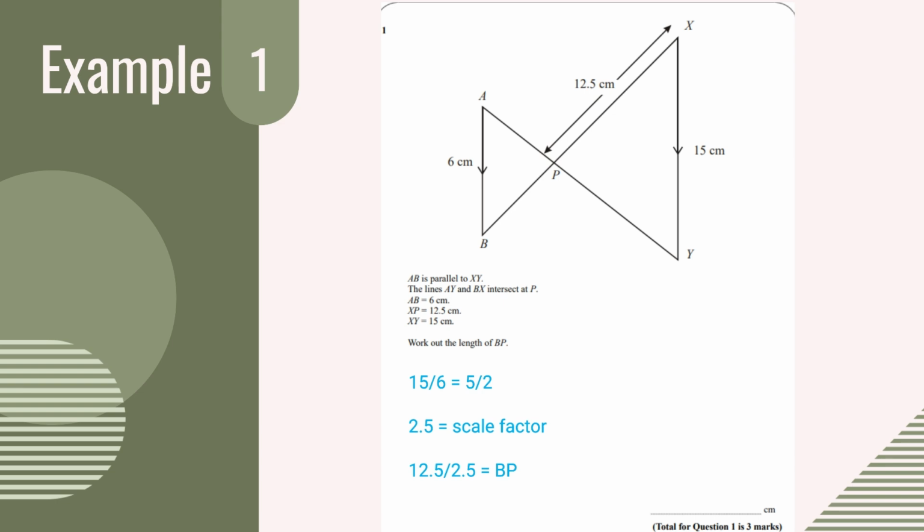And here, XP and BP are our similar lengths. So do 12.5 divided by 2.5, which will give us BP. So BP equals 5.